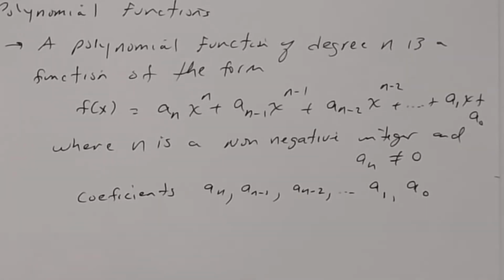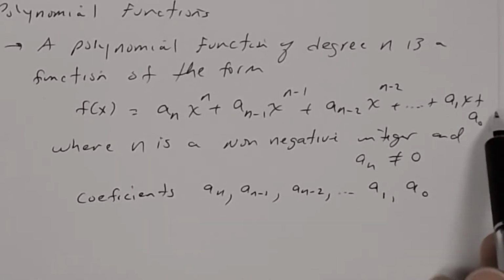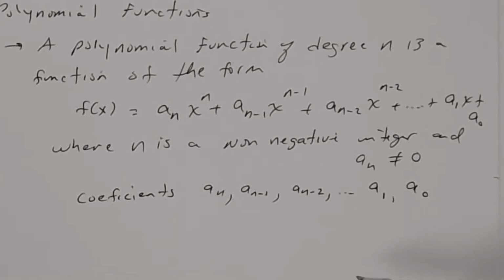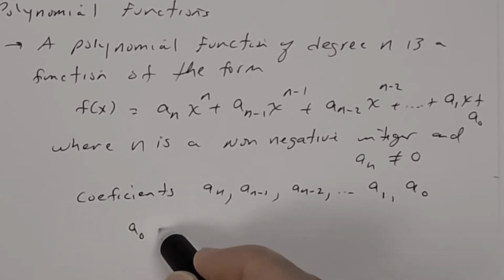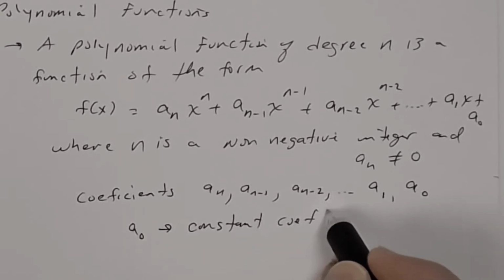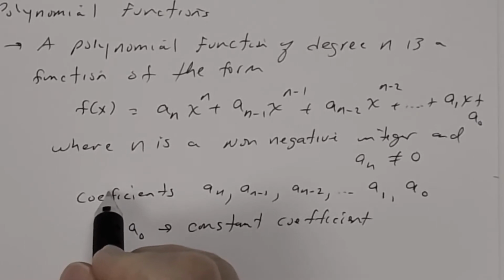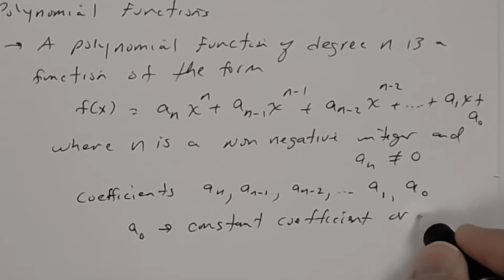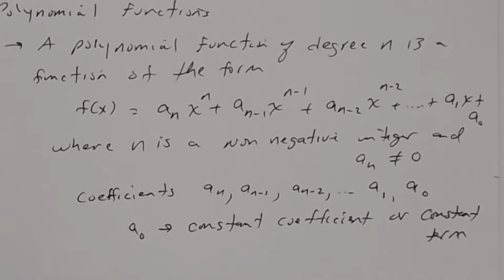So the numbers in front of the variables are called coefficients, and this constant would also be considered a coefficient. Basically, a sub 0 here would be called the constant coefficient. The word coefficient is spelled wrong here, C-O-E-F-F-I-C-I-E-N-T. Constant coefficient or constant term. Most of you remember the word constant term.